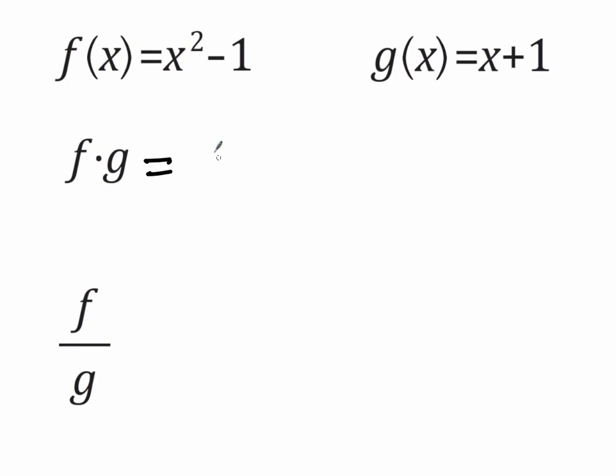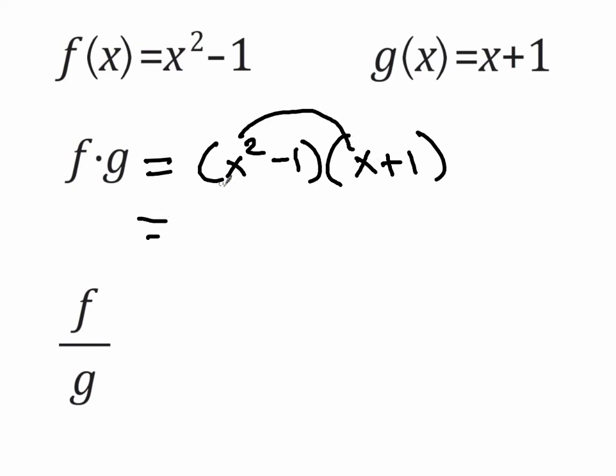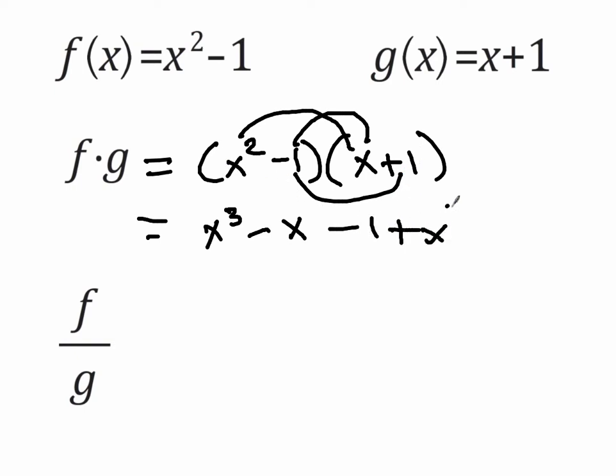F times g is the same thing as f. When you plug in x, you would get x squared minus 1 is what would be spit out. And g, if you plug in x, you would get x plus 1. Now we're going to multiply these two things together. X squared times x is x cubed. Negative 1 times x is negative x. Negative 1 times 1 is negative 1. And x squared times 1 is x squared.